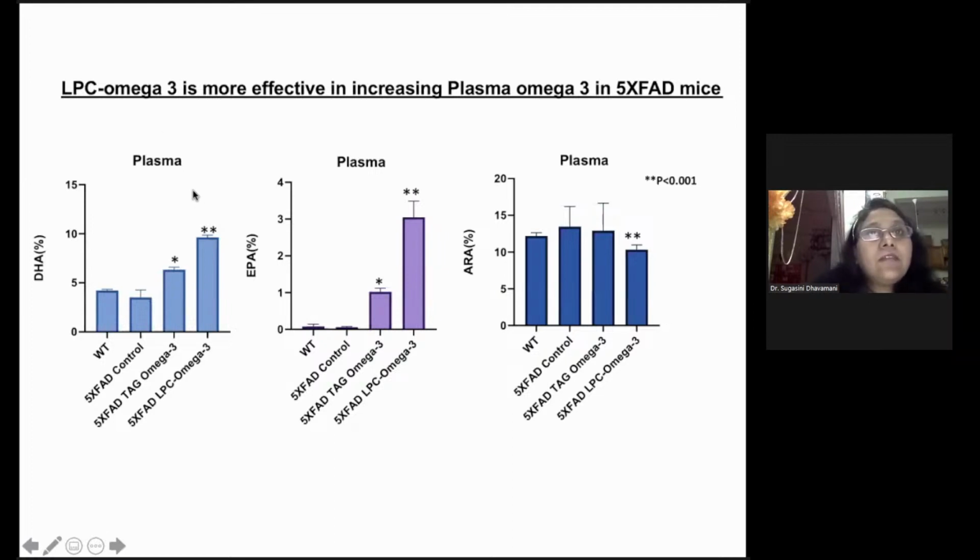We next evaluated the effect of LPC omega-3 and the percentage of EPA and DHA fatty acids in the plasma and brain by GCMS. Here we saw that LPC omega-3 was effectively increasing the plasma omega-3 in 5XFAD mice. Not only DHA, the EPA level also significantly increased the omega-3 in the plasma, and it replaces the arachidonic acid.